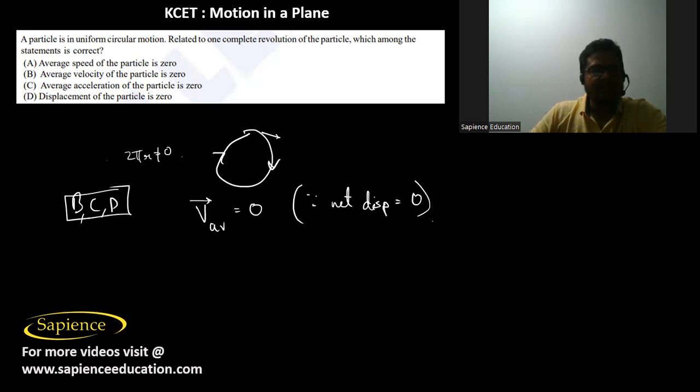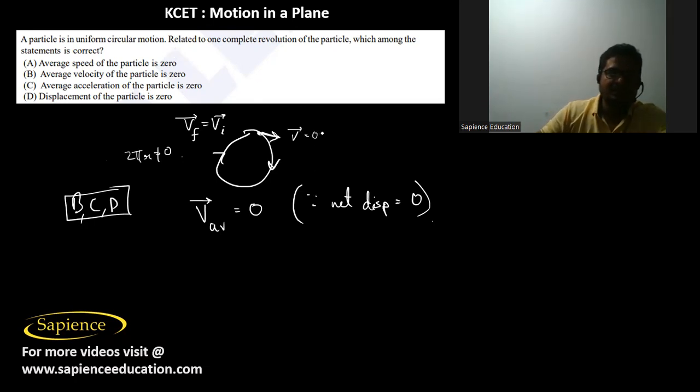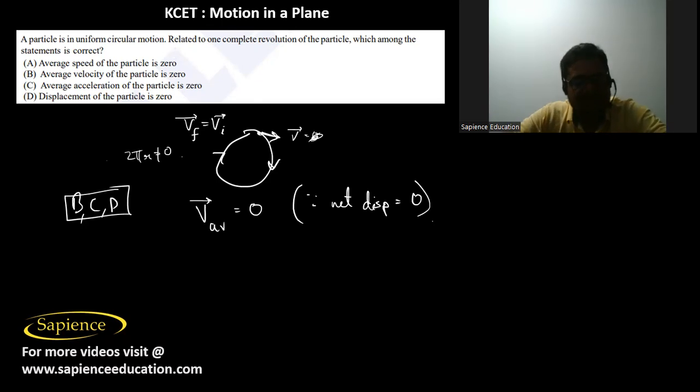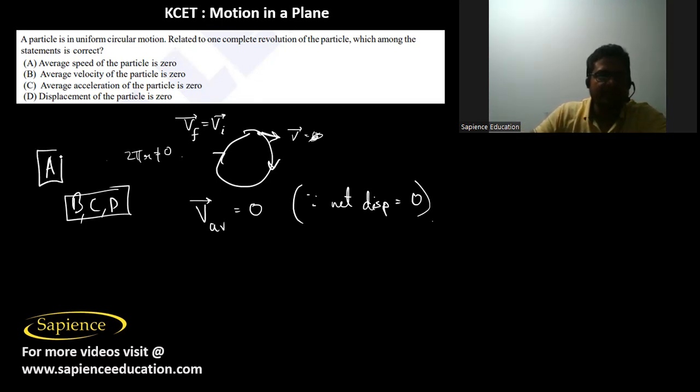Average velocity is 0. Average acceleration is also 0, since the final velocity vector will be the same as the initial velocity vector, since it will come back to the same point. In uniform circular motion the final and initial velocity will be the same. So average speed of the particle is not 0. So A is the only incorrect option.